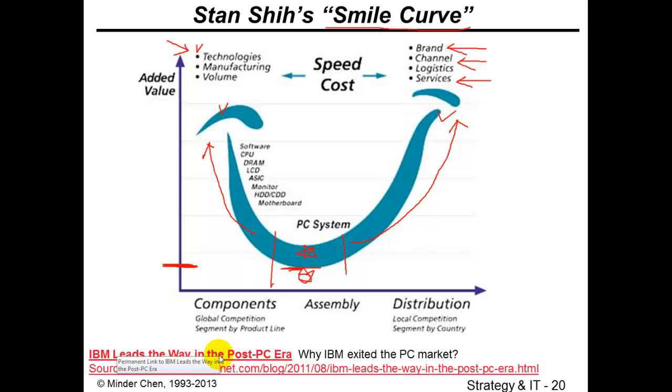This article listed here discusses why IBM decided to exit the PC market, probably because of the low profit margin here. IBM right now actually relies on the service side of its business. Service is probably more than 50% of IBM's revenue.